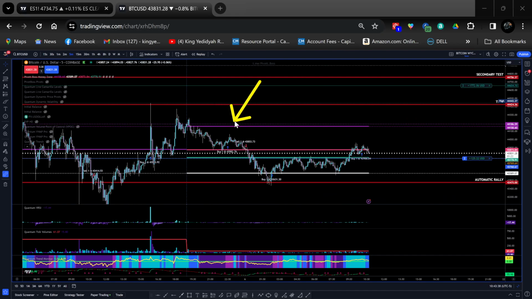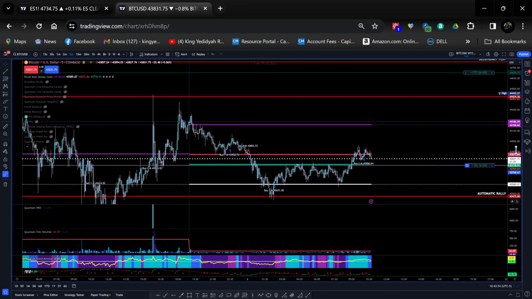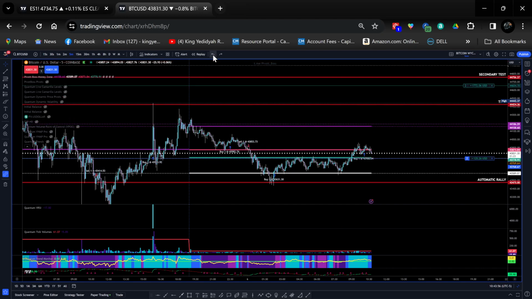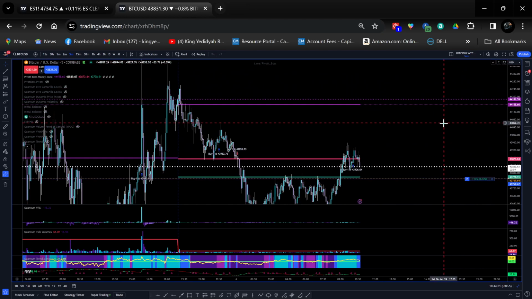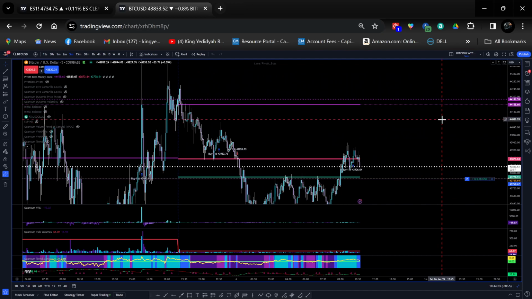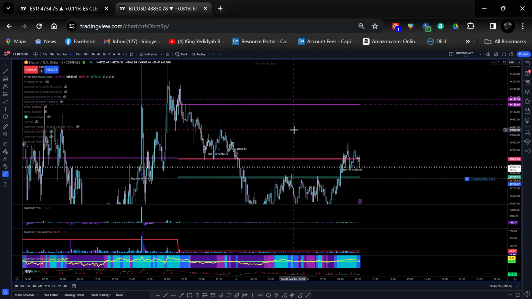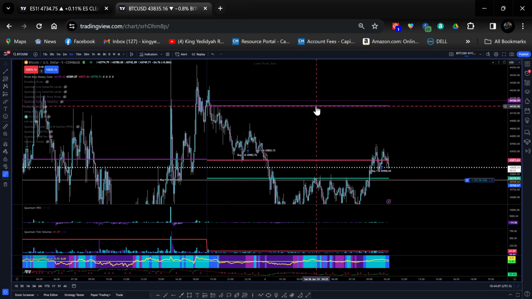Market profile is in an overlapping higher value relationship, and value area high is at 44,186.59. Wait, let me just double check that. Right, so it's at 44,158.60, right? So that's value area high right there.